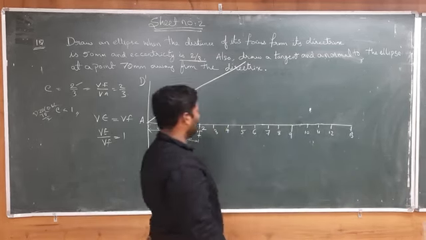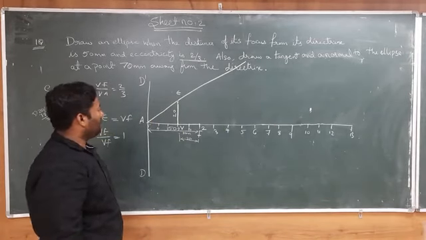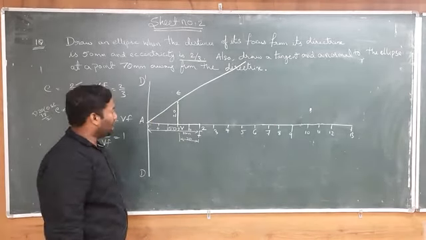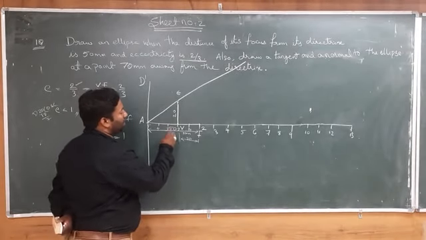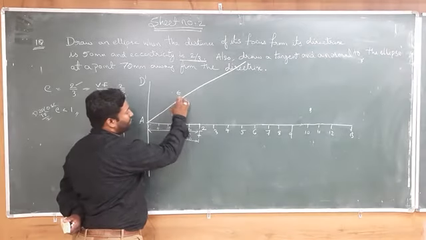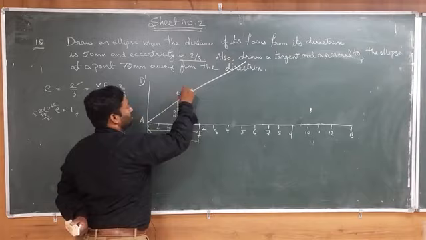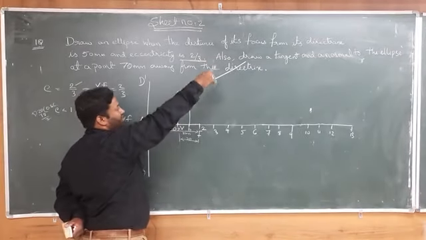Now, after this, we have to draw the vertical lines, and they should be parallel to VE. From V to E, we are drawing one line. So again, we will draw the parallel line from 1 to the inclined line, which is starting from A, and we are extending it to some extent.